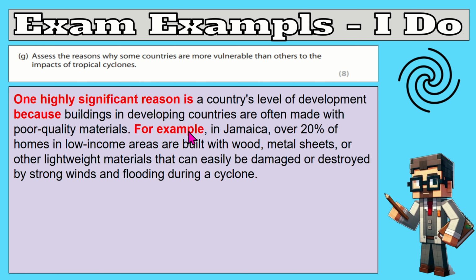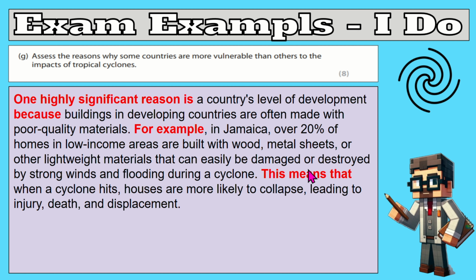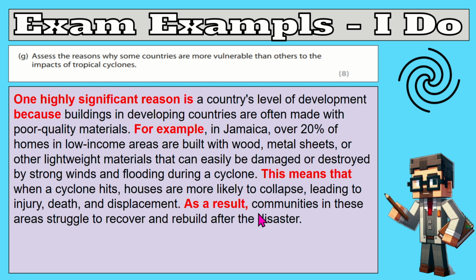So this is kind of AO3 and AO2 because I have good, solid information. 20% of homes in low-income areas are built with wood and metal sheets. But my AO3 comes in the second half of this sentence when I'm saying can be easily damaged or destroyed by strong winds, by flooding, and by cyclones. And this is when I go further into that depth. This means that, so now I'm not talking about Jamaica anymore. I've moved on, I'm zoomed out, and I'm back to talking about development and cyclones and building quality. When a cyclone hits, houses are more likely to collapse, leading to injury, death, and displacement. As a result, communities in these areas struggle to recover and rebuild after disasters.